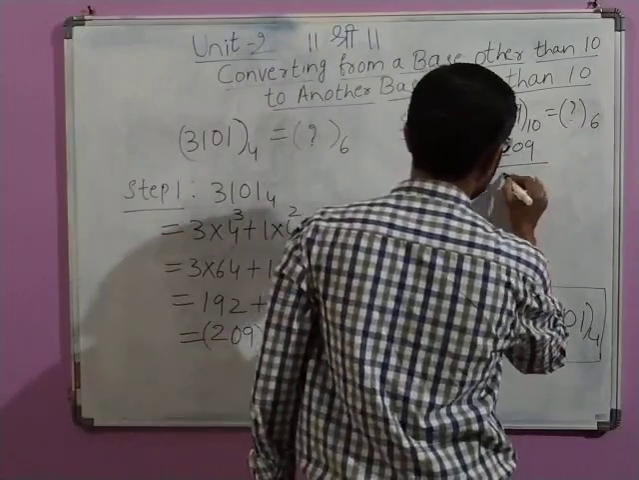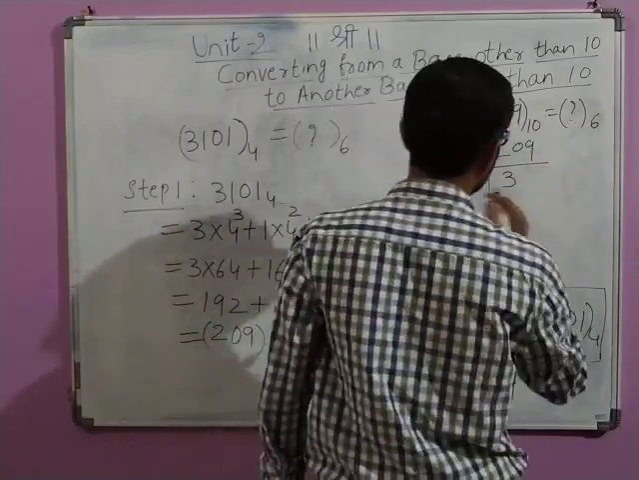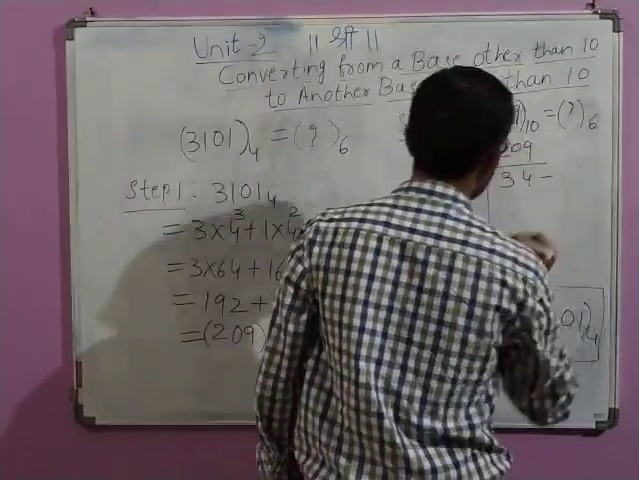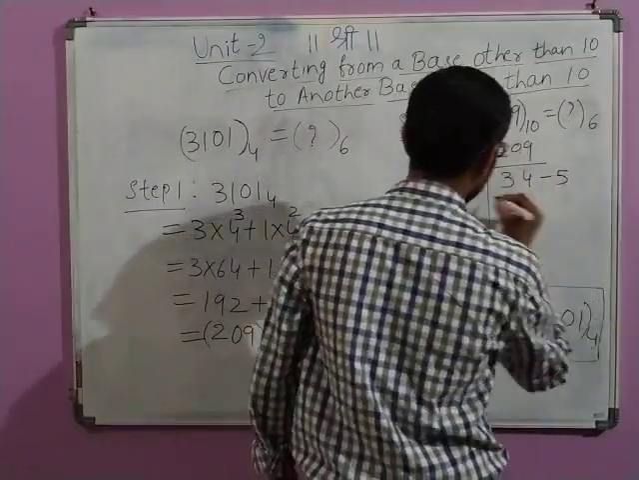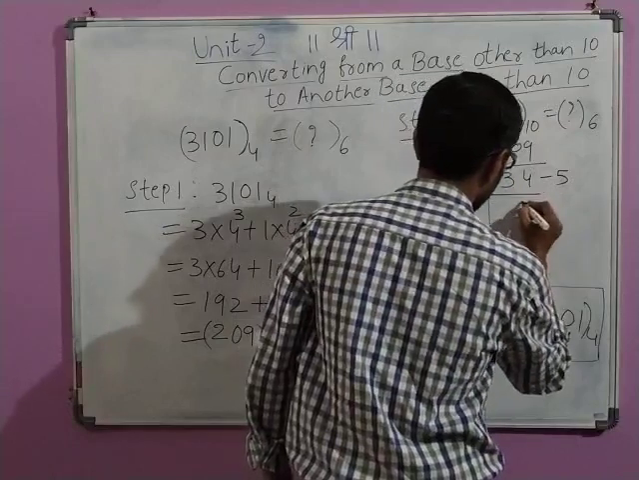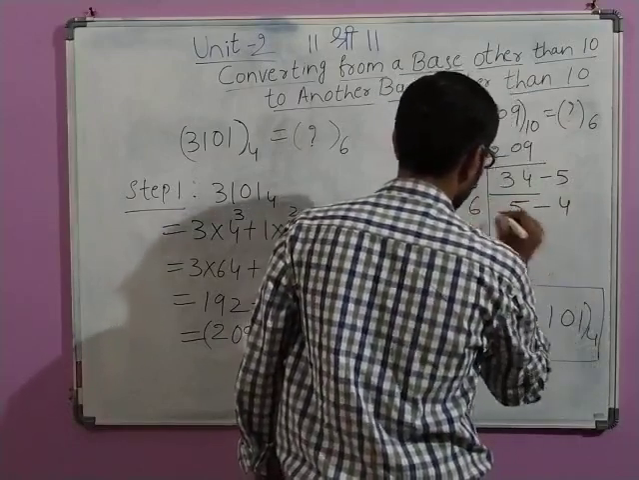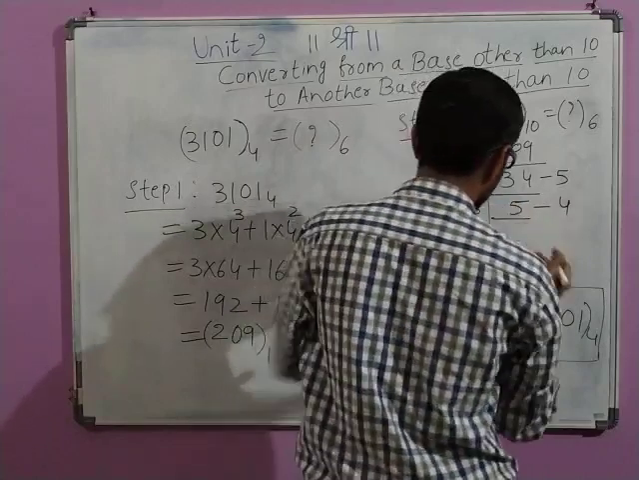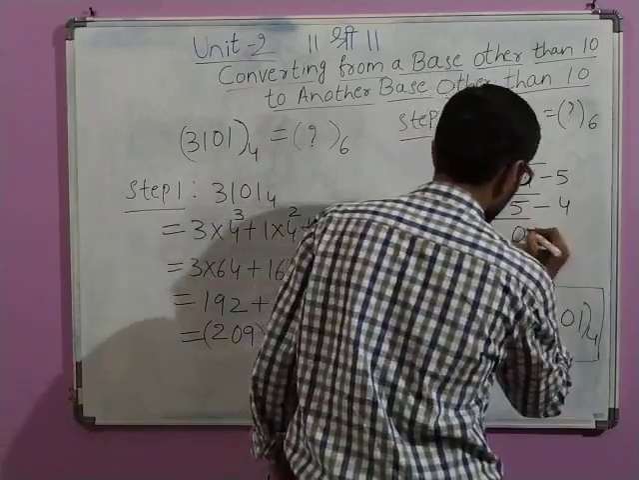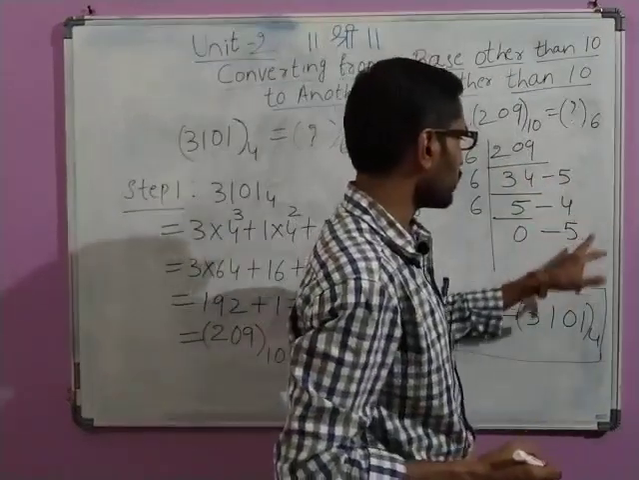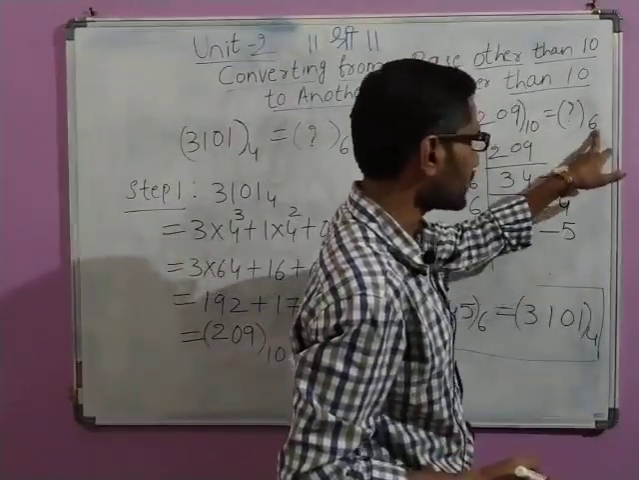So this will be 6 3s are 18, so the remainder is 2. So 6 4s are 24, the remainder is 5. Next, 6 5s are 30, the remainder is 4. Now the quotient is not 0, so dividing is not possible here. So this will be 0, this will be 5. So what will be the answer? 545 to the base 6.